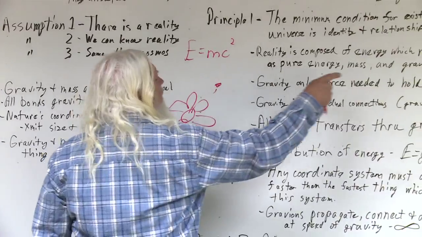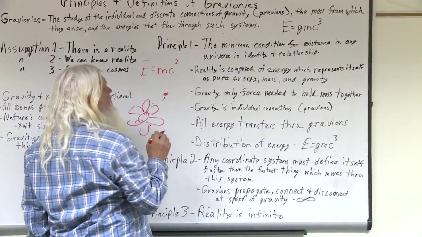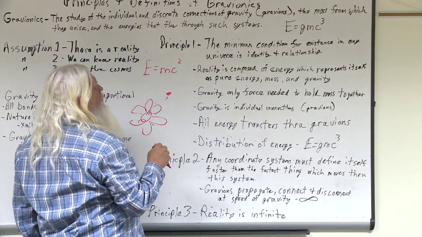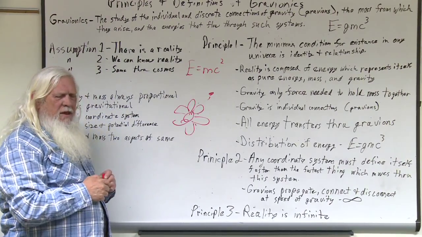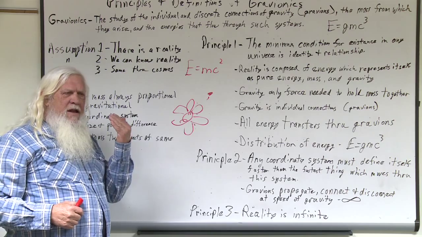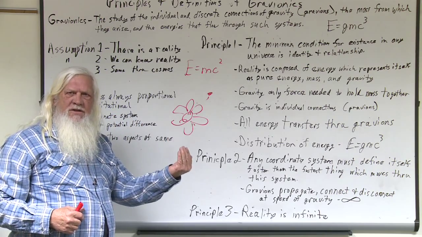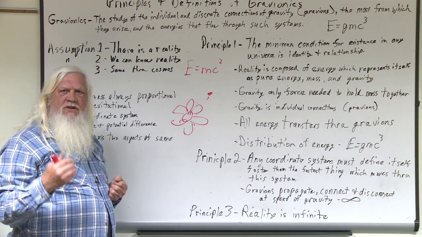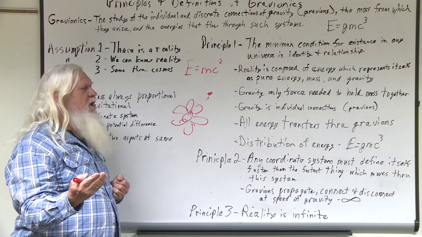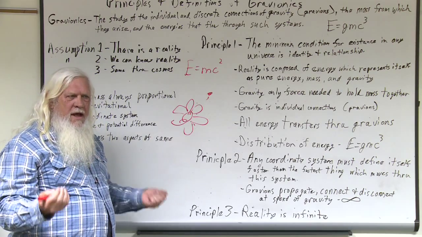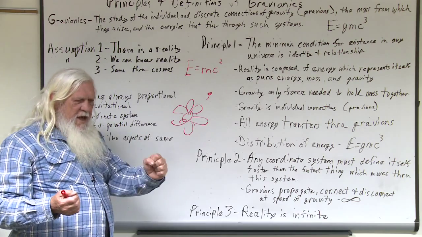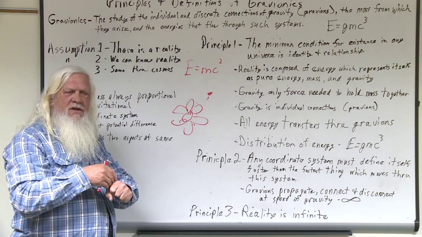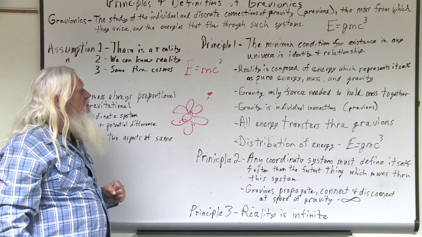So I think this is where E equals gmc cubed is required, because we need to combine those two things together. So the minimum condition for anything to exist is identity, which is represented by mass, and relationship, which is represented by the connections of gravity. Those two things are necessary for anything to exist in any universe. If it just has a mass and no gravitational connection, then it doesn't exist within that universe.